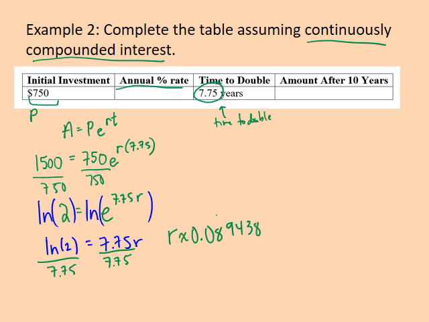Now they would like the annual percent rate, and remember the R is written as a decimal and not a percent. So to figure that out as a percent, you can either multiply R by 100 or you can just move the decimal place over. So we know our rate is approximately 8.94%.